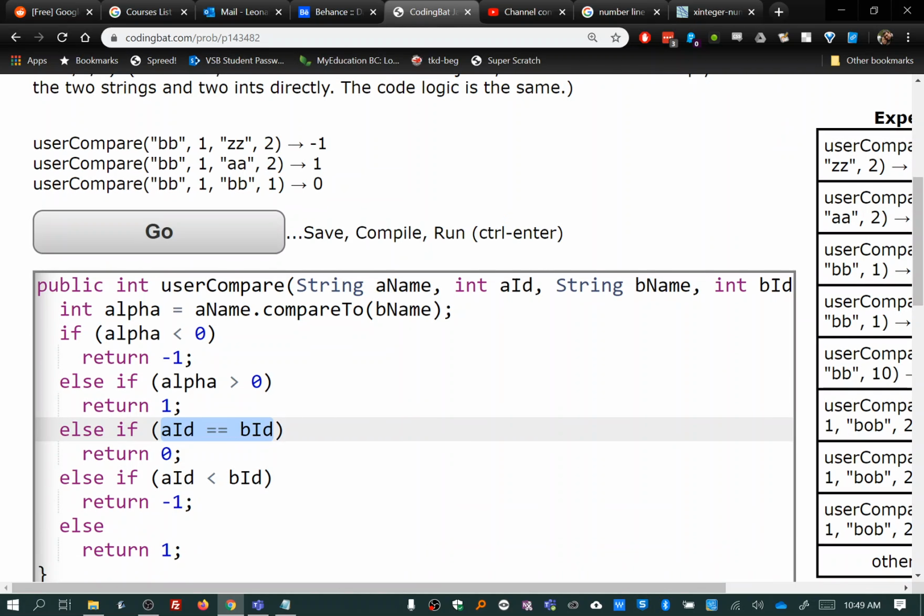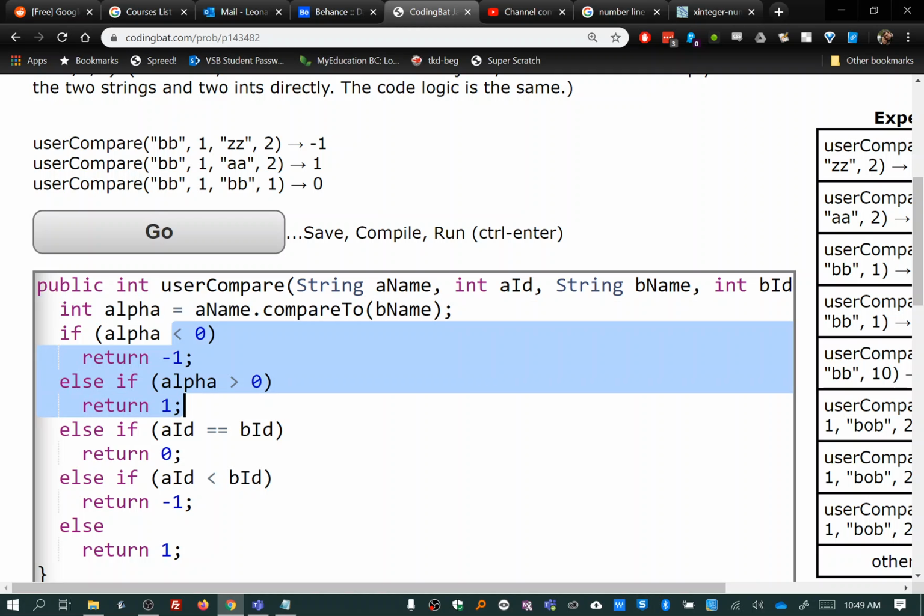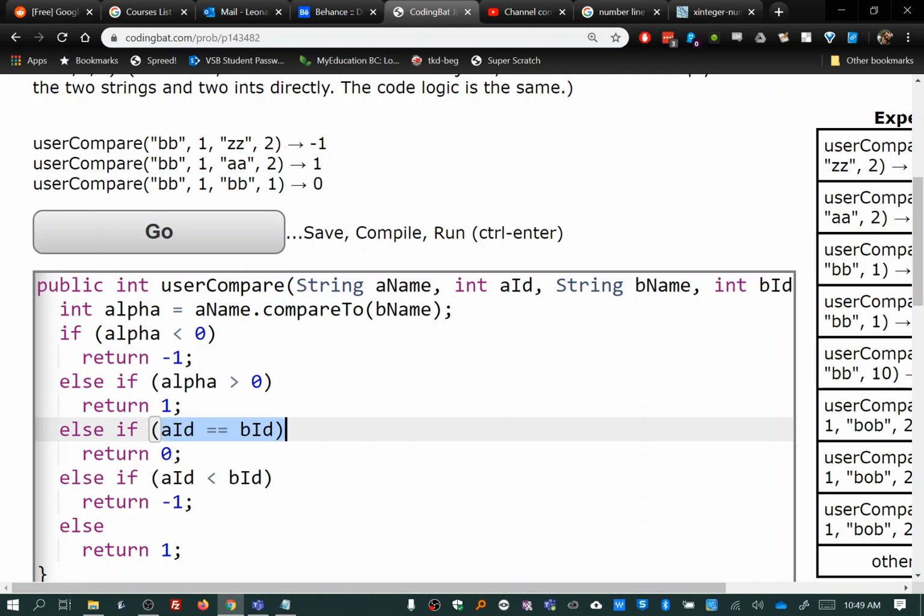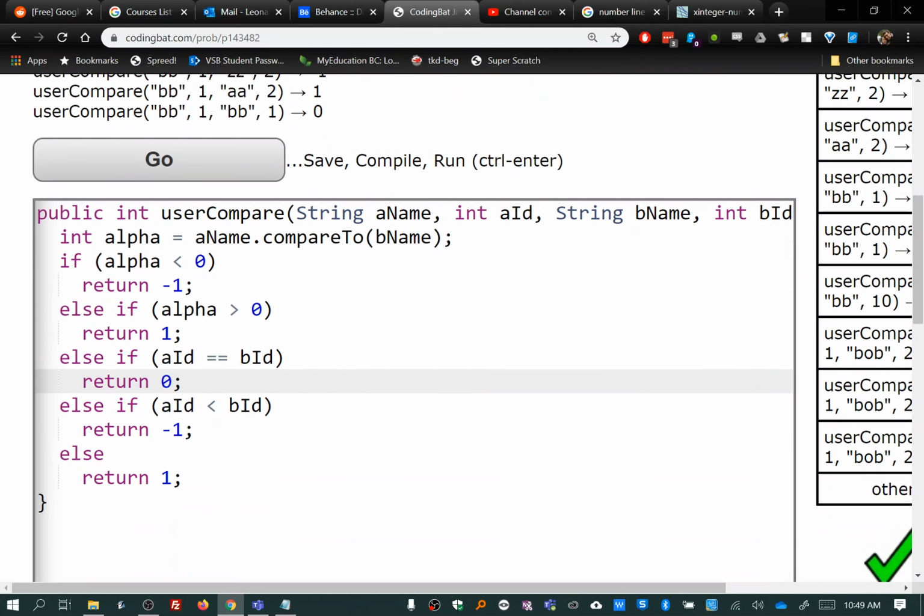So if I get to this if condition, that means alpha must be 0. The compareTo value must have been 0 because it didn't return. So then I'm going to check, well, okay, that's 0, so they're the same name, but I'll check these. So at first I check the IDs. If they're the same, I just return 0 because that means I'm saying these people are the same. They have the same name and the same user IDs. And then I have another else if.